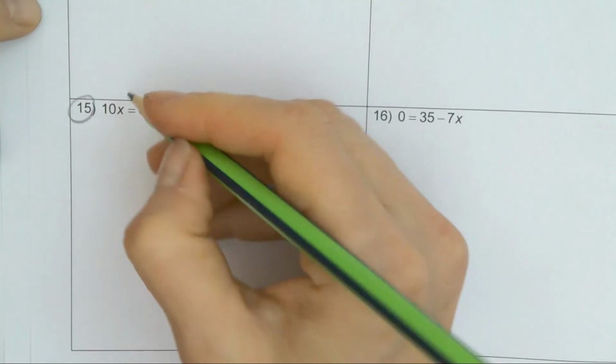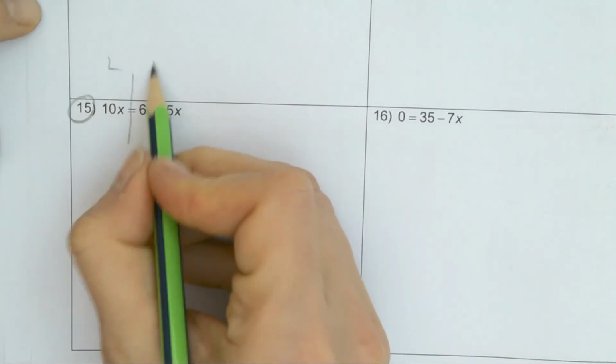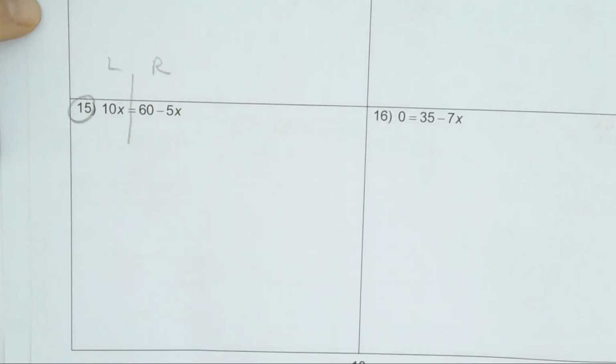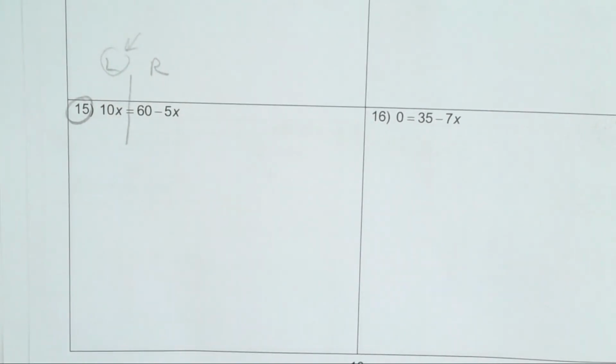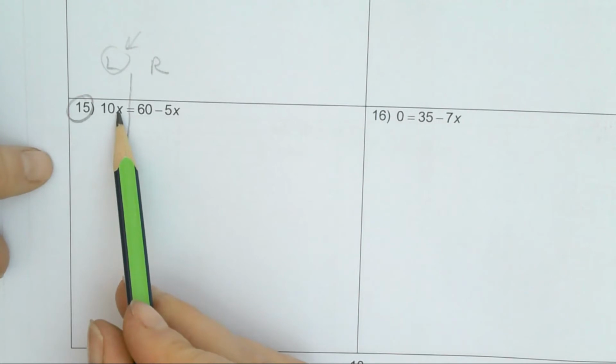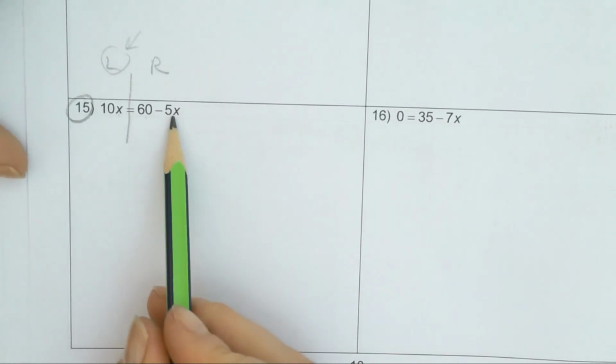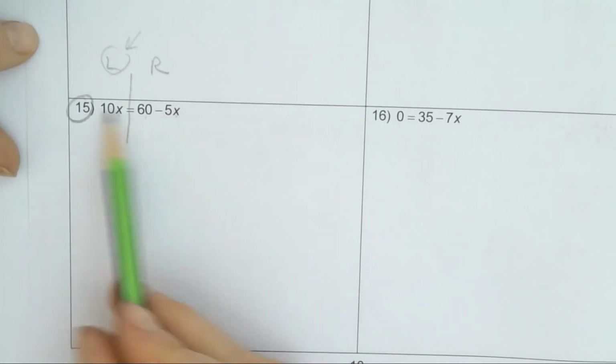So let's cut it at the equal sign, left side, right side. All my letters on the left. So who's on the wrong side? He has a letter, that's good. He doesn't have a letter, that's good. He's got a letter, a variable. Let's move him to the other side.